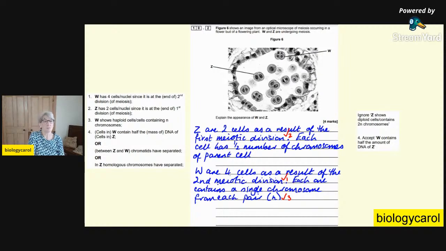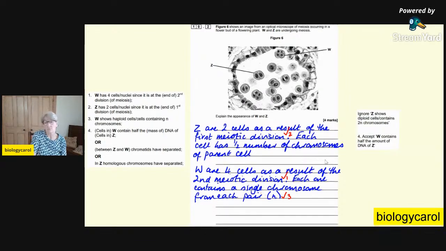I didn't write what was in mark point four. Didn't write it. I only just wrote what was in mark point three. W shows haploid cells or cells containing N chromosomes. I wrote it out, but I'm not sure whether I absolutely needed to use the word N. Probably not. I probably got this mark here, if I'm honest, not because I wrote the letter N, but I did only get 3 out of 4 marks, and hey ho.